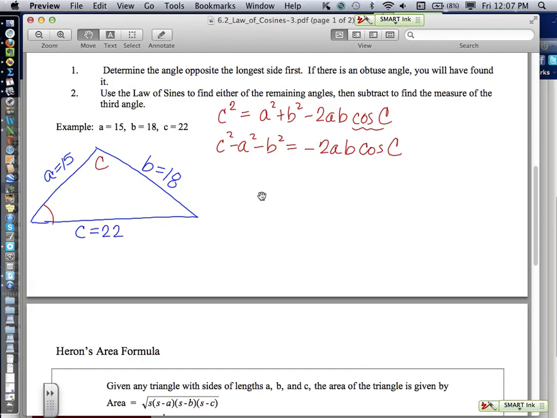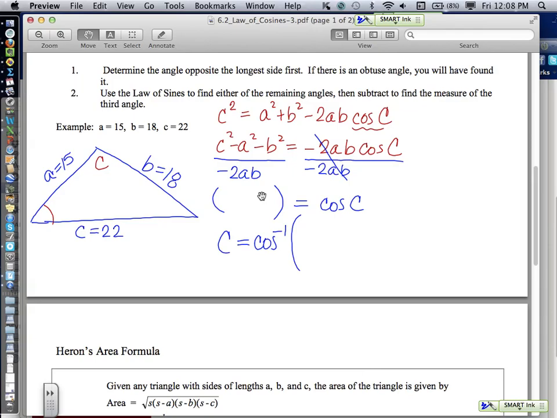And then I'm going to continue solving for cosine C by dividing by negative 2AB. So divide by negative 2AB. And now I have cosine C equals all of the above there. And then I can find C just by taking the arc cosine.